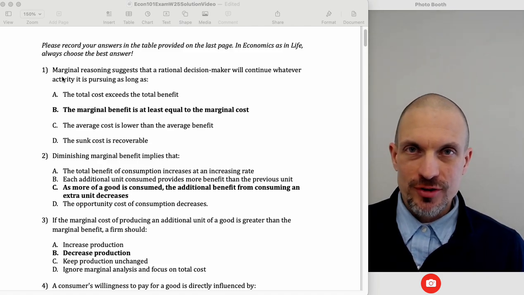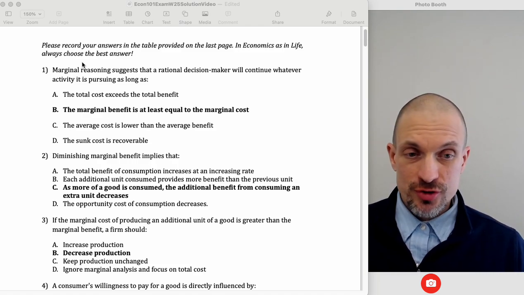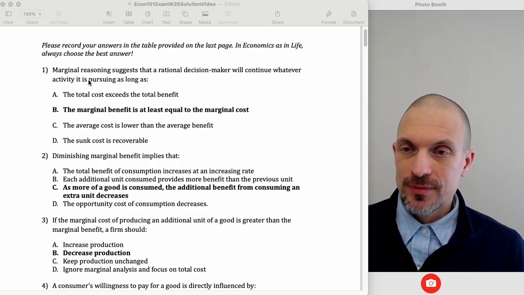So there's 40 questions, multiple choice, covering core principles, demand, supply, equilibrium, shortage, surplus, and then elasticity. All right, so first question.